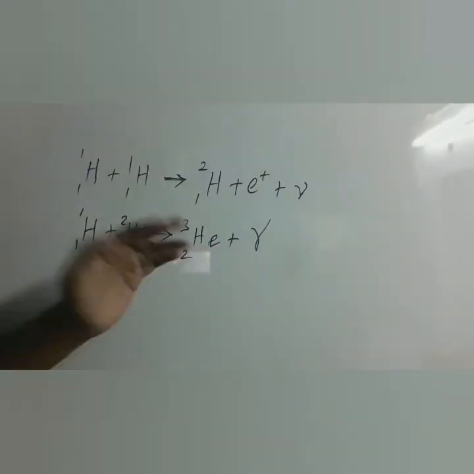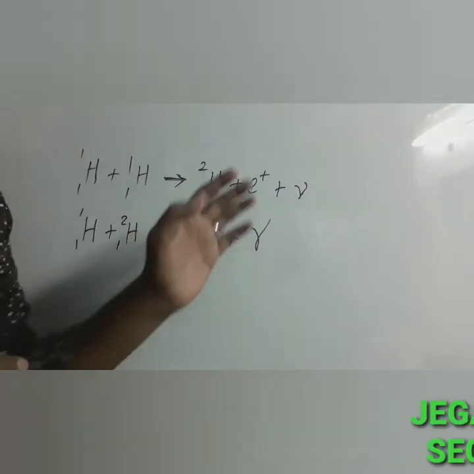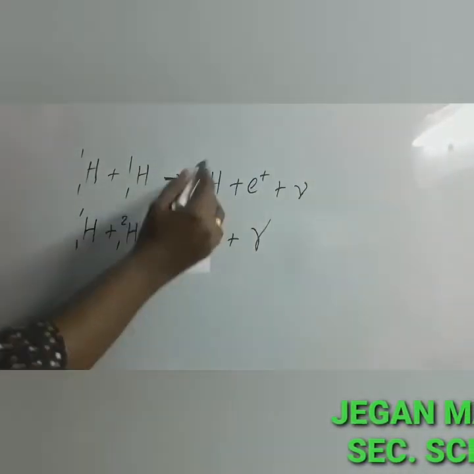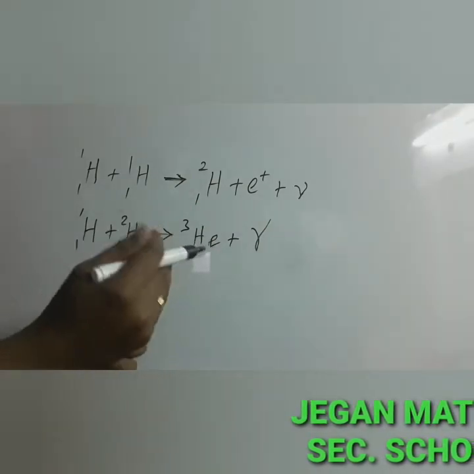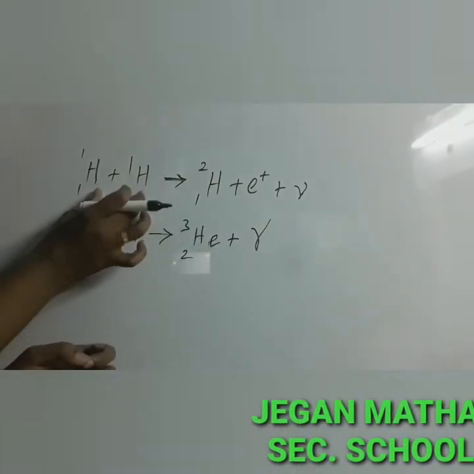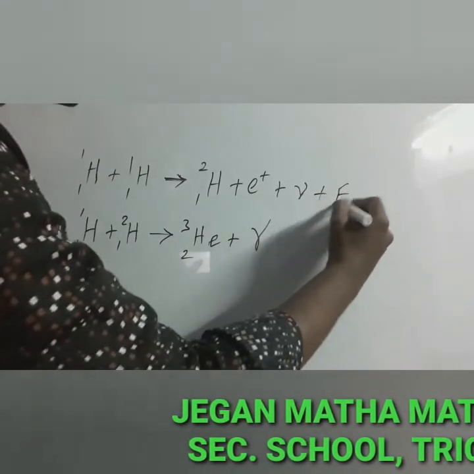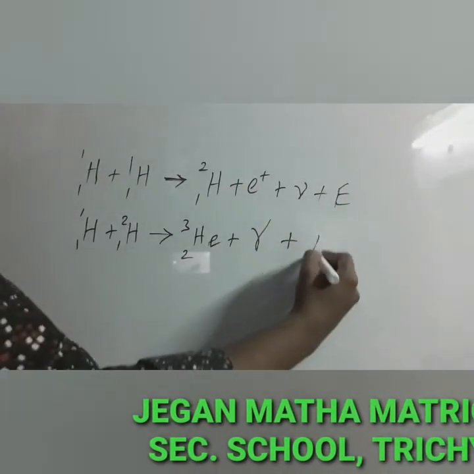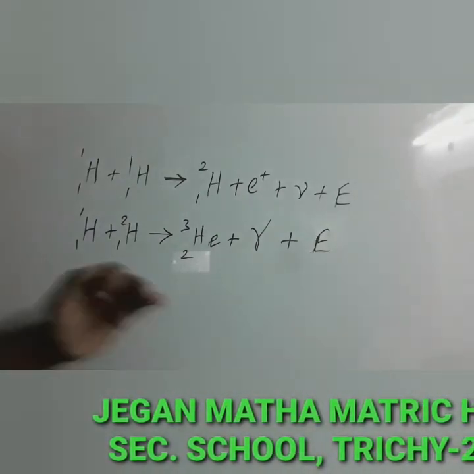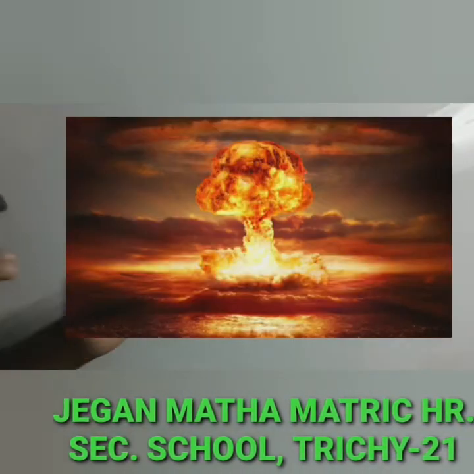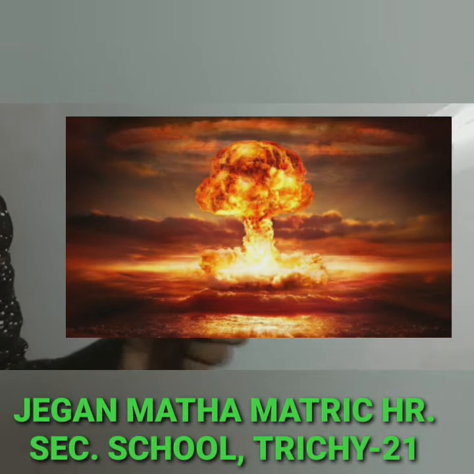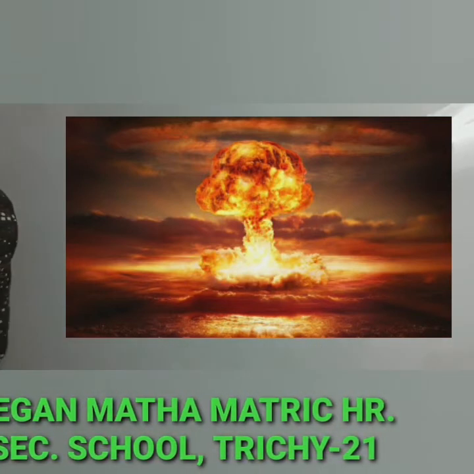In this proton-proton cycle, more energy will be created because, as we have discussed already, the mass of the resultant nuclei is less than the mass of the parent nuclei. So that mass difference will be liberated as energy. So in each step there will be a liberation of energy. This nuclear fusion is also the basic principle of the hydrogen bomb.